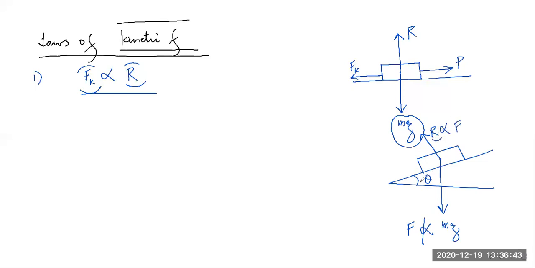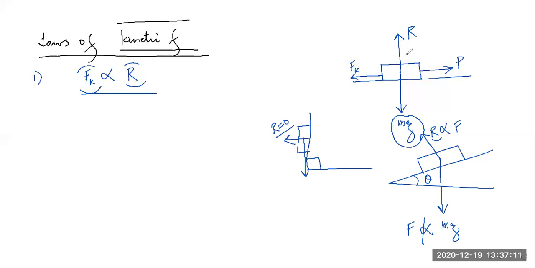As theta increases, R decreases. And students, when theta is 90 degrees, can anybody tell me what the value of R is? There is no normal reaction. Now, when the body starts falling down from here, there is no normal reaction. This R becomes equal to 0. So the normal reaction is changing.